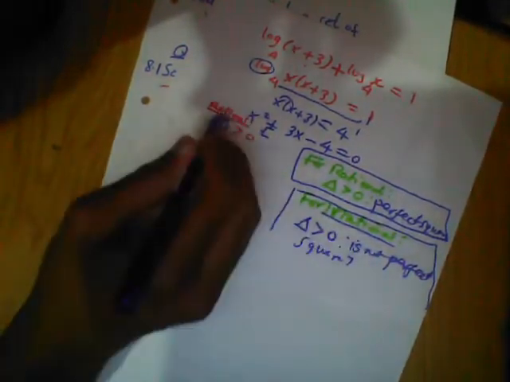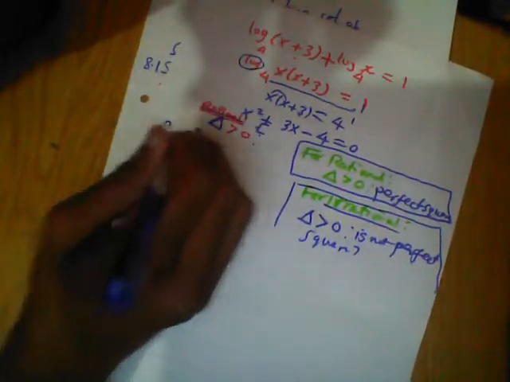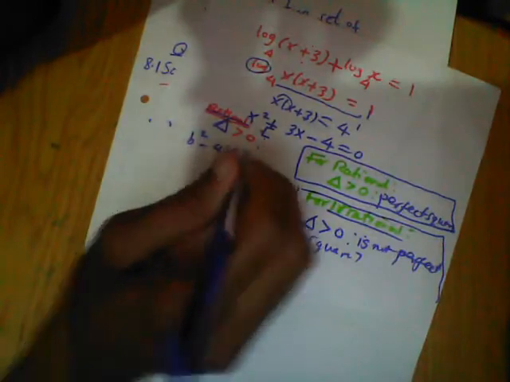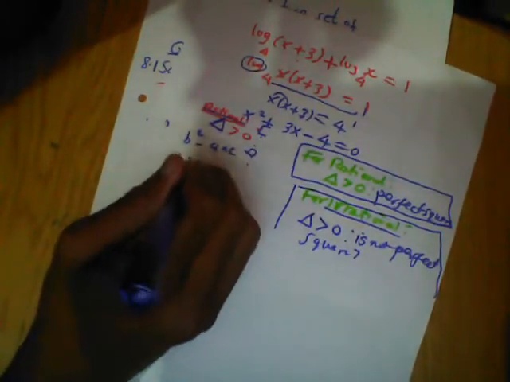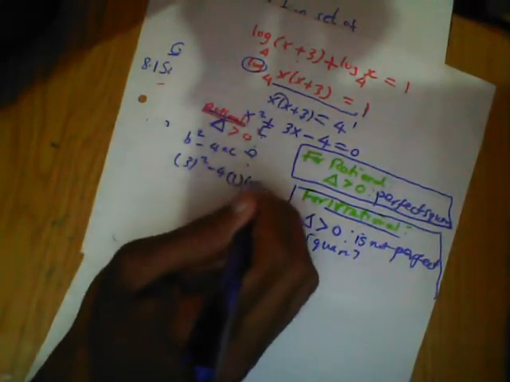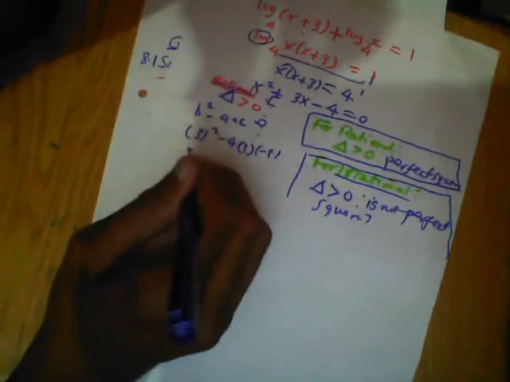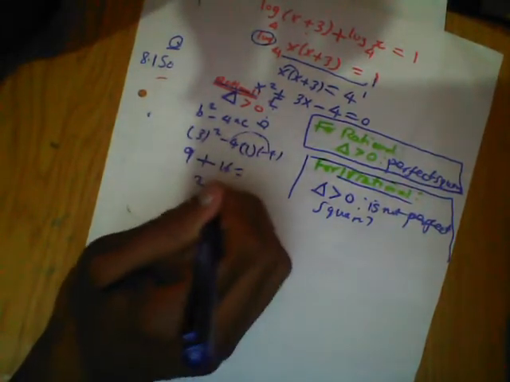So for this case now, we have to test for irrational, meaning is the discriminant greater than 0, and must it be a perfect square? Let's see. Now b squared minus 4ac, the discriminant, we want to see if it's greater than 0. What is b? b equals 3 squared minus 4 times a. a equals 1, times c equal to negative 4. So we have 9, negative and negative, plus 16, which equals 25.